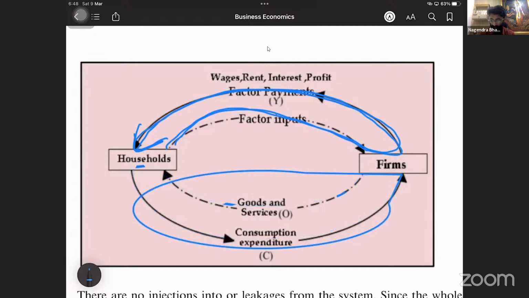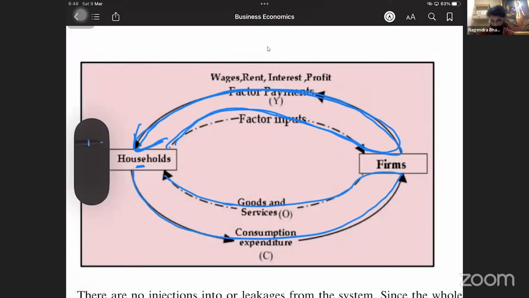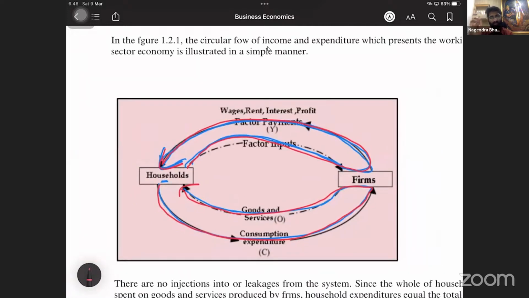Yes or no? Again. Household gives the input, for which the firm will give the factor payment. That factor payment they will spend on the firm, they will give it to the firm, and the firm will give the goods and services. So this is called circular flow of money, or circular flow. Assume that there are only two sectors, household and firm. This is how money circulates in the economy.